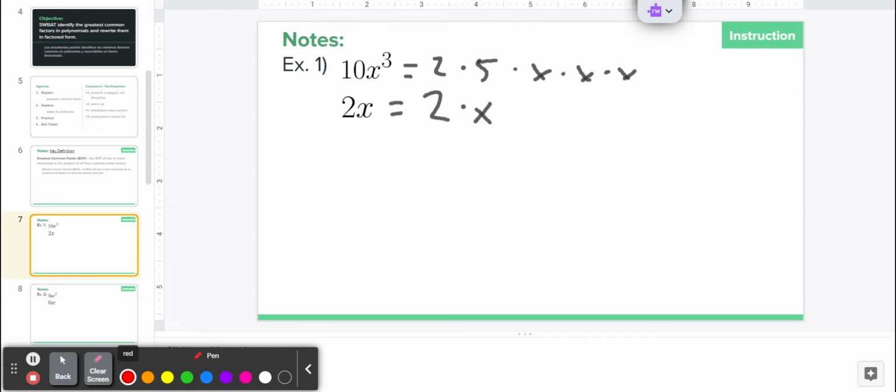Then we're going to identify all the pairs that show up in each of these. So we have a 2 up top, a 2 on bottom. Let's underline those. And we have an x up top and an x on bottom. Here, our greatest common factor is just those pairs. So our greatest common factor, GCF, is equal to 2x.